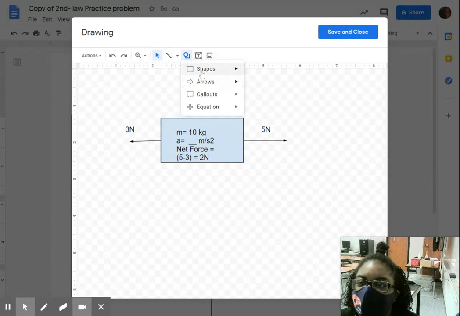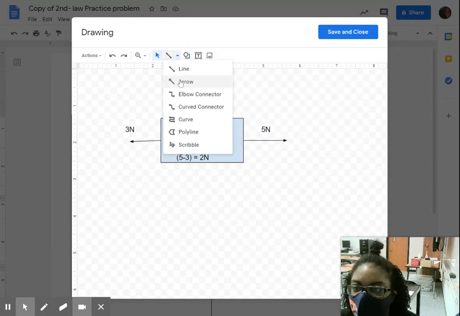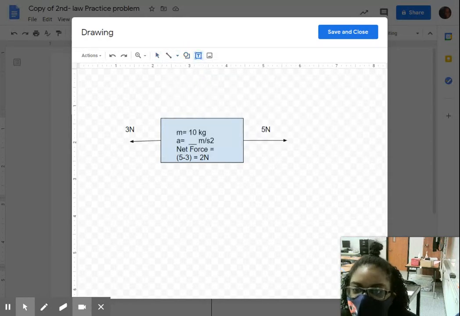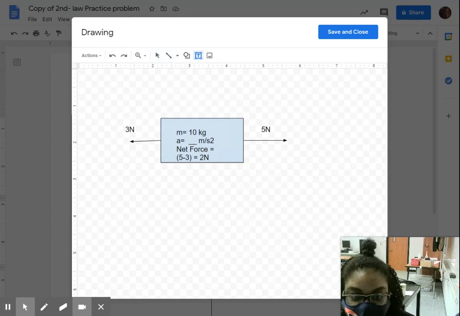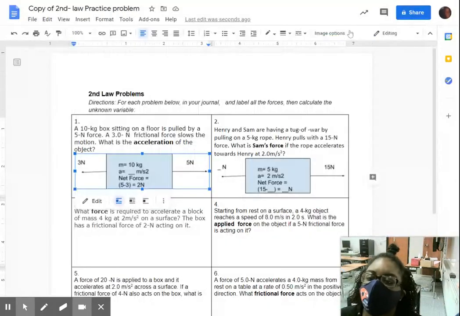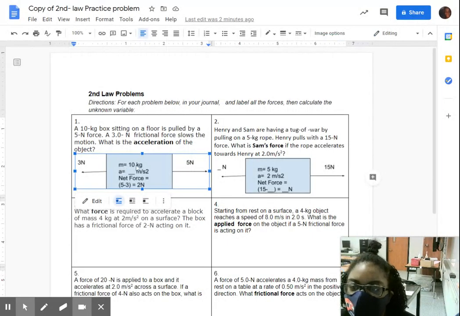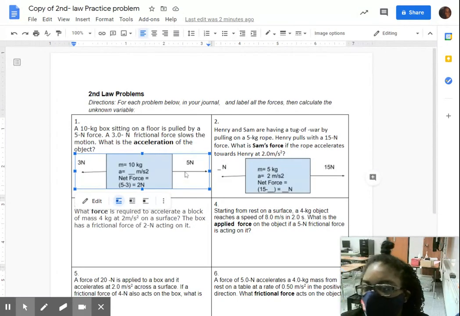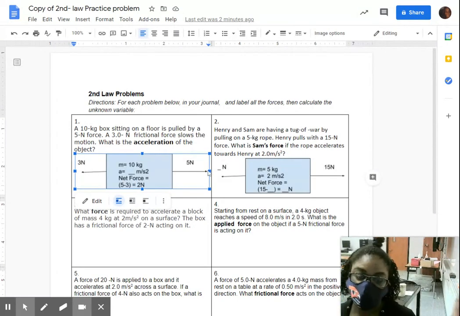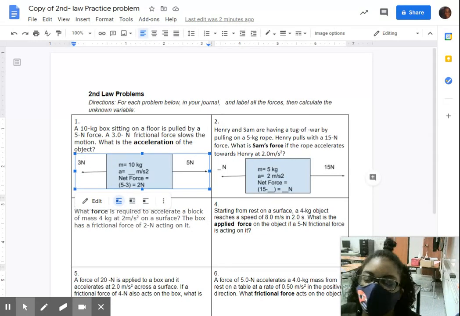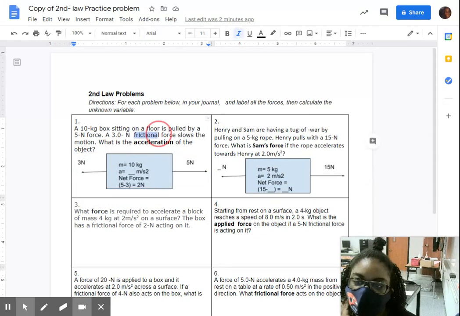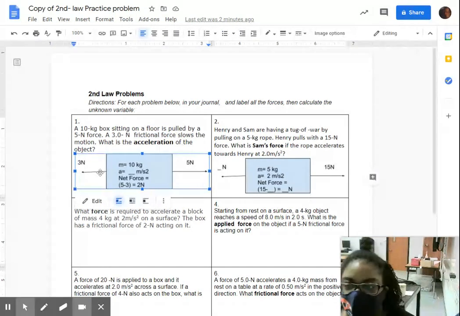But this is where I added the shapes and the arrows and then the text box to be able to enter the information. Okay, so number 1, I typed in M equals 10 kilograms because that's the mass. A is what we're looking for. And we have a 5 newtons force going to the right. We're just going to assume going to the right. And then we have 3 newtons of frictional force in the opposite direction.